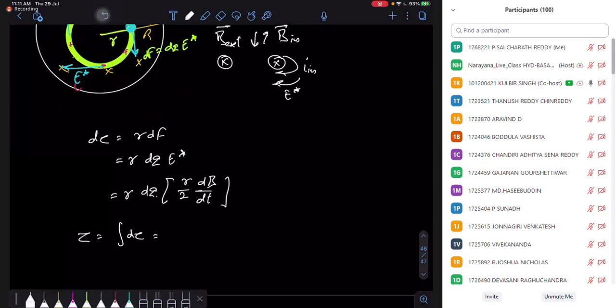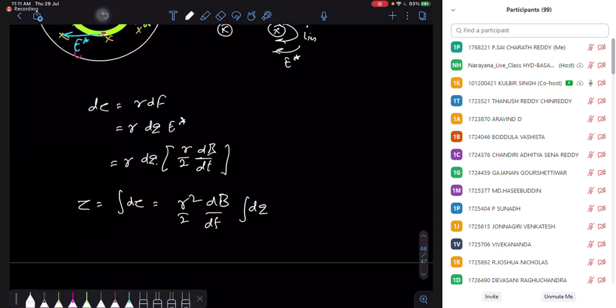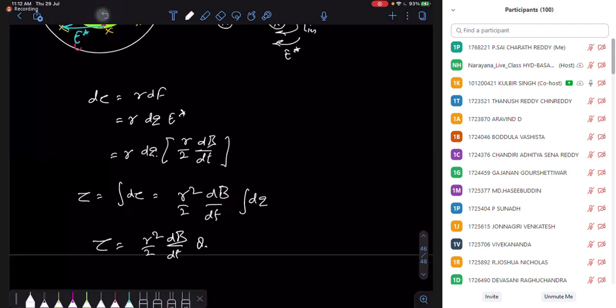Total torque here: r squared by 2 dB by dt is a constant. So only integration of dq is left, that gives me the total charge. dB by dt into total charge. Okay? That's the value of my torque.